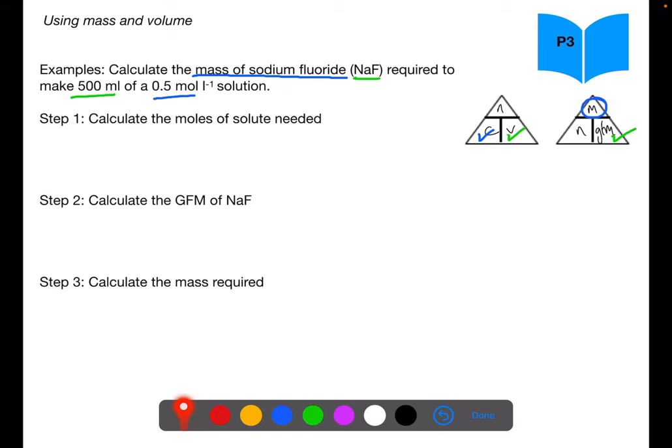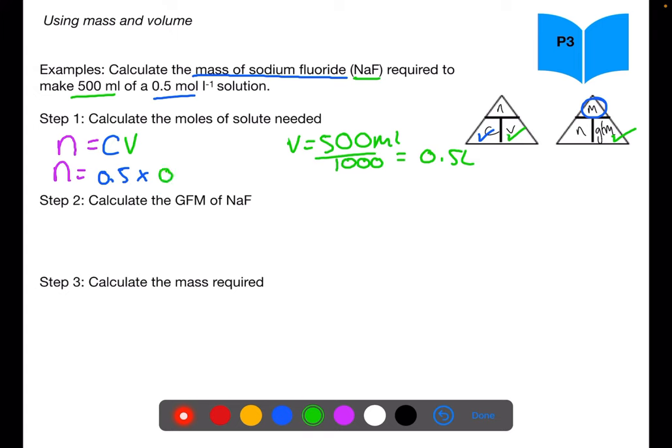But what we can see here is that in this triangle, we only have one tick, and in this one, we have two. So we're going to start with the triangle that we know two bits of information about, and we're going to calculate the third, which is the moles. So we take moles equals concentration times volume. The volume is 500 mL, so we'll divide that by 1000 first to get that into litres, which is 0.5. So now we have moles equals 0.5 times 0.5, so we have 0.25 moles.